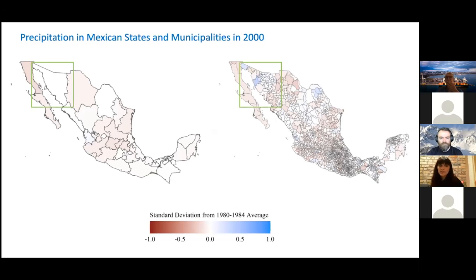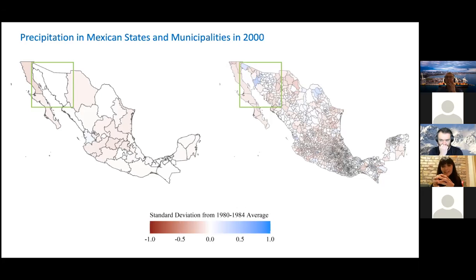So if we look at the state of Sonora in the green rectangle, at the state level, we see that there hasn't been much change. So the rainfall has remained more or less the same because the shade is almost white. But then if we look at the municipalities, we can see all these microclimates within the same state. So that makes a big difference. So our unit of analysis here is even finer than the municipality, at the community level. And some of these communities have 1,000 residents. So they're really, really tiny.